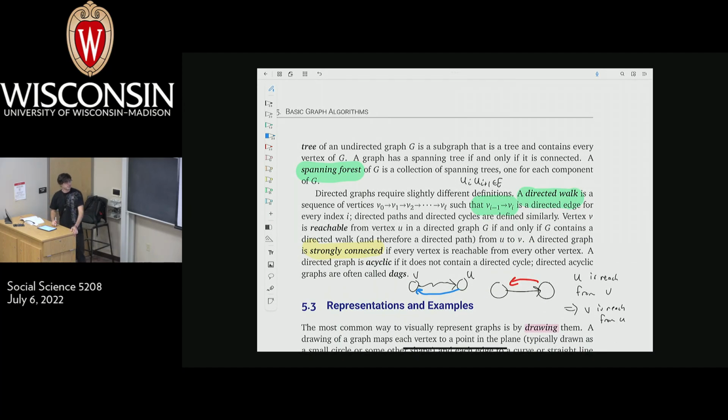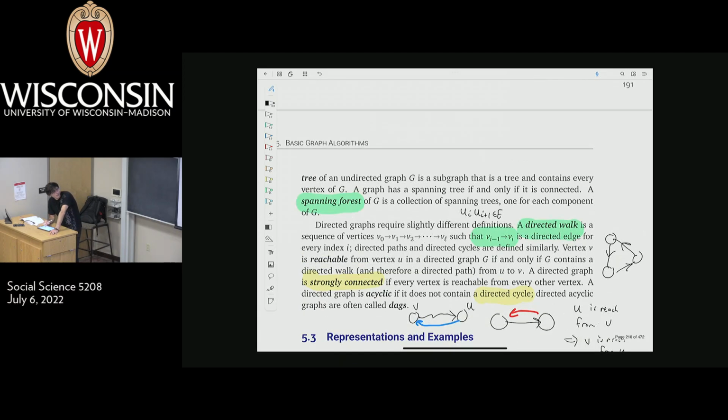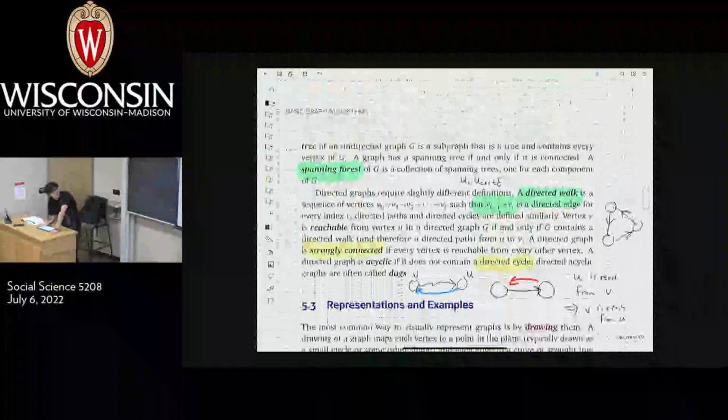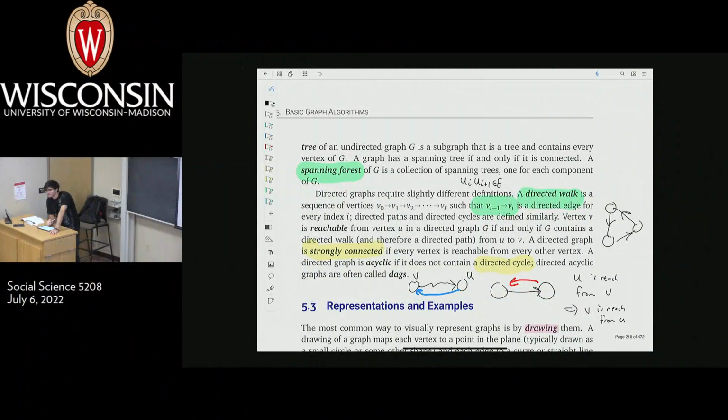And then similarly, a directed graph is acyclic if it has no directed cycle. And a directed cycle is exactly as you'd imagine. It's a cycle, but now it goes in order of the edges. Okay. Any questions on all these definitions? We've gotten through all the definitions.